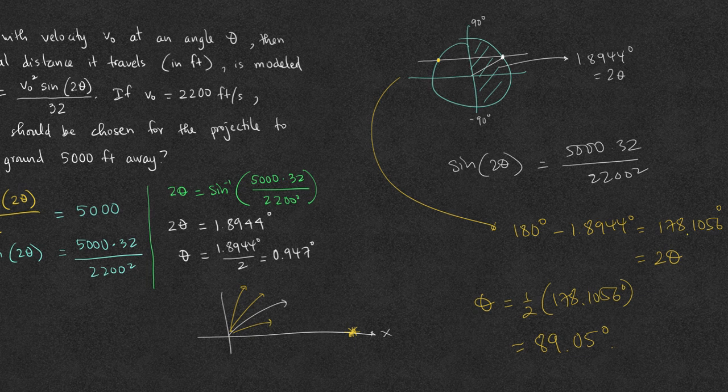And so in summary, if we want to hit the target 5,000 feet away, then we would need to fire the projectile at either 0.947 degrees or 89.05 degrees. Either of these 2 angles will give us the desired result.